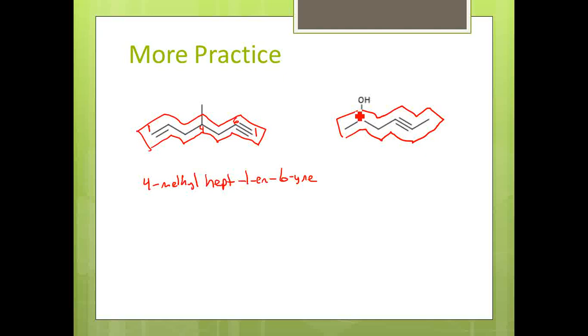And my last one here, my backbone is the enol or ine-ol. And we're going to put the OH, because it has a higher priority, at the lowest possible value. So I have hex, 4-ine, 2-ol.